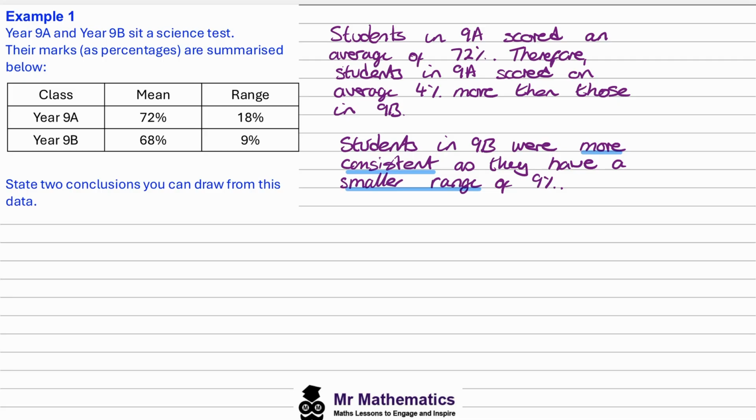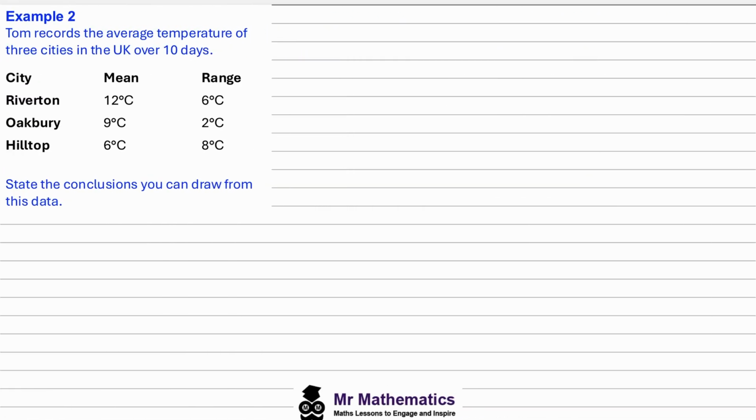So if we look at example 2, we're told that Tom records the average temperature of 3 cities in the UK over 10 days. So we've got Riverton, Oldbury, and Hilltop. We need to state the conclusions we can draw from this data. So we need to look at, on average, which city has the highest temperature, and from a range, which city is most consistent with their temperature. Try this yourself. You can pause the video and come back when you're ready.